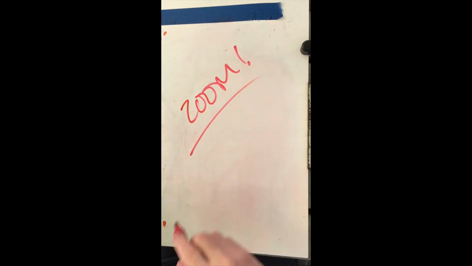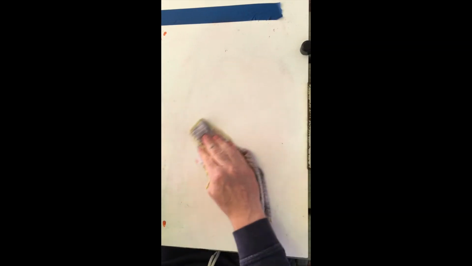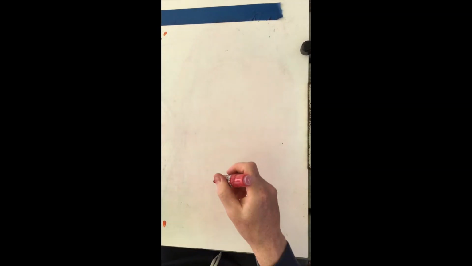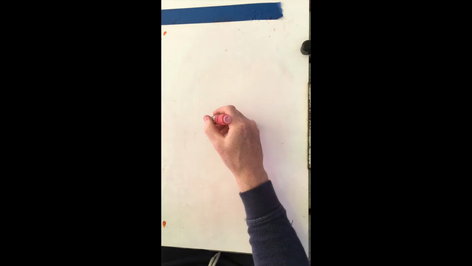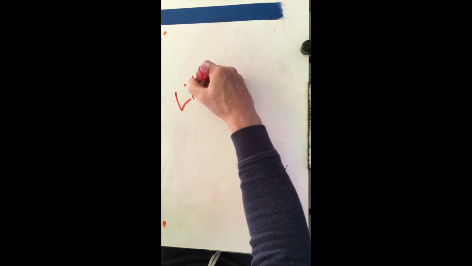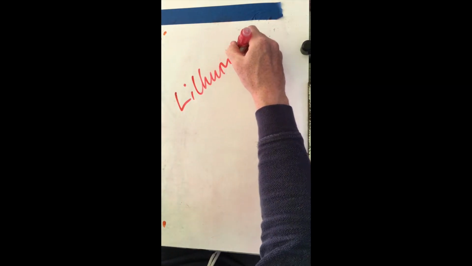Okay, we're going to zoom in now to look at what is actually going on with these atoms and why they can collide and then stick to one another, why they rearrange and then something new is formed. So we're going to look at lithium to start with.